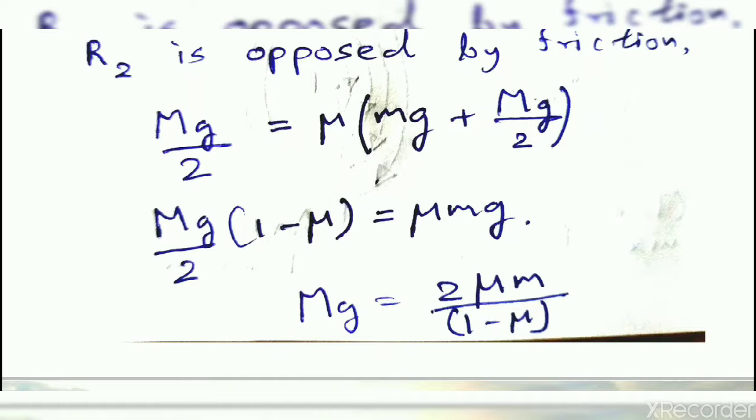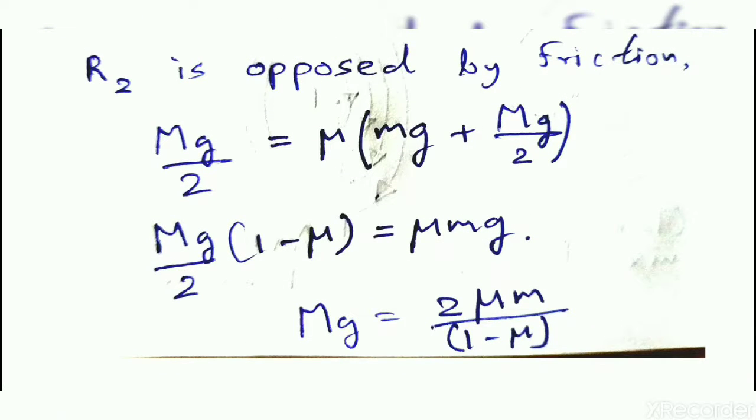Then by simplifying this equation, you can see the final answer. Sorry, mg is not the answer, though, g will be cancelled. So capital M, I have mistakenly put a gravitational field there. The capital M answer will be 2 mu m over 1 minus mu. So that is the answer.